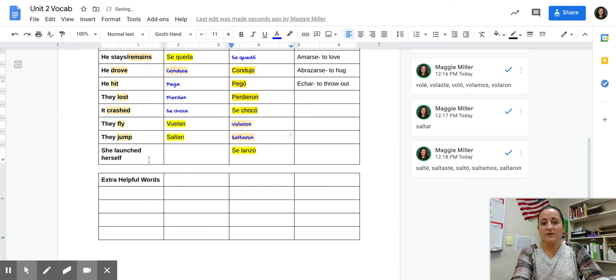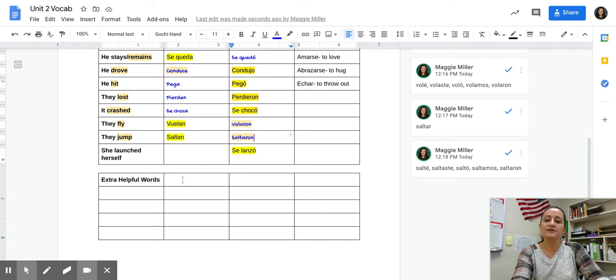All right, then the final one for this is he or she launched him or herself. Se lanzó. Now, of this, what's he or she launched? Lanzó, and that means the se is him or herself. So we could, in theory, take the se off, and then it just means he launched. I don't know, I launched the water balloon out the window. But if I launched myself out the window, well, then it has to be reflexive.